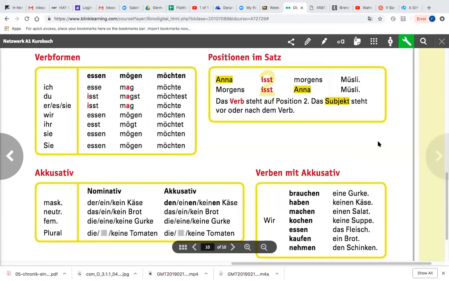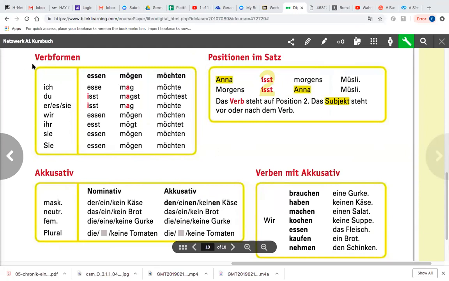Okay, good morning, everyone. As I promised yesterday, I would send you a little grammar lesson today about the Akkusativ. Before we get to the Akkusativ, let's first look at the other two items here on your grammar side for your review in your book.